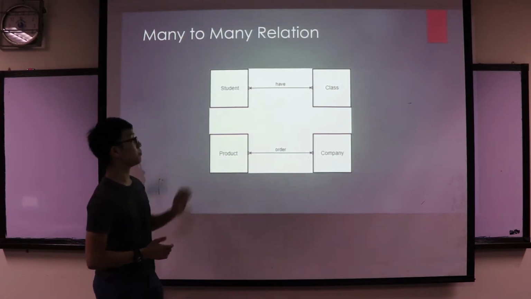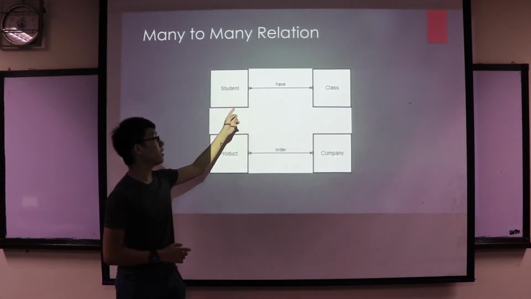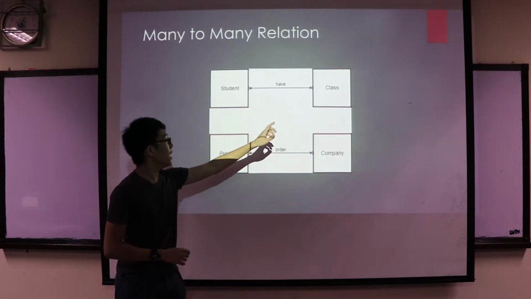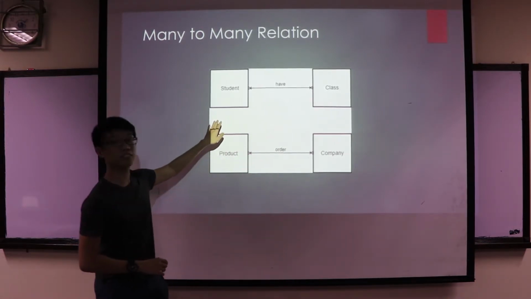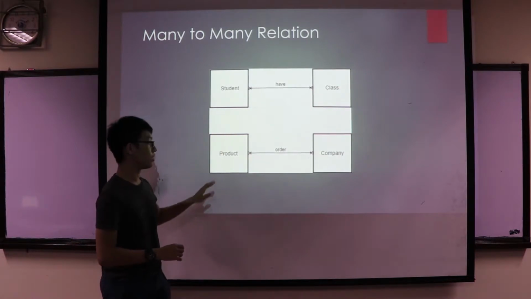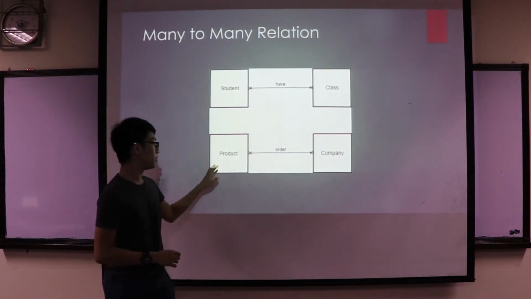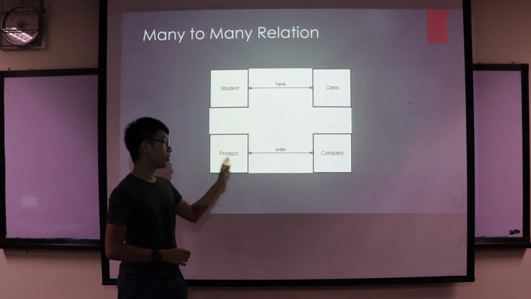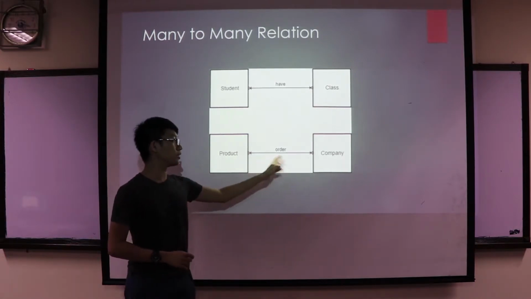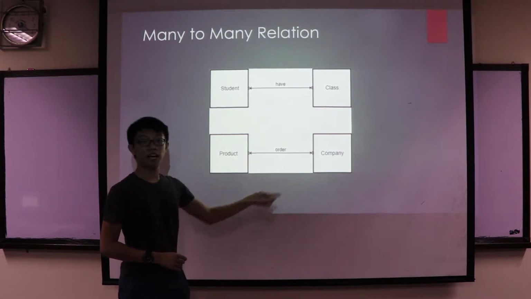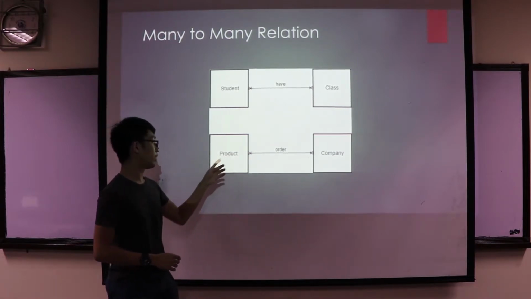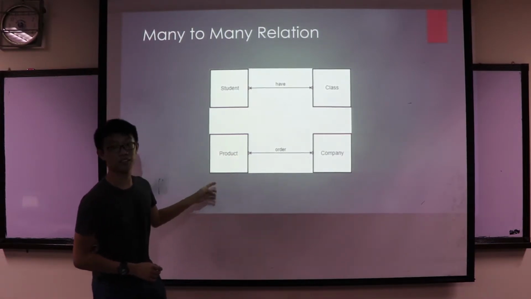Right now I'll be discussing many-to-many relations. Based on the first example, one student could have many classes, and one class could have many students. For the second one, a product can receive many orders from many companies, and one company can receive many orders and can order many products.